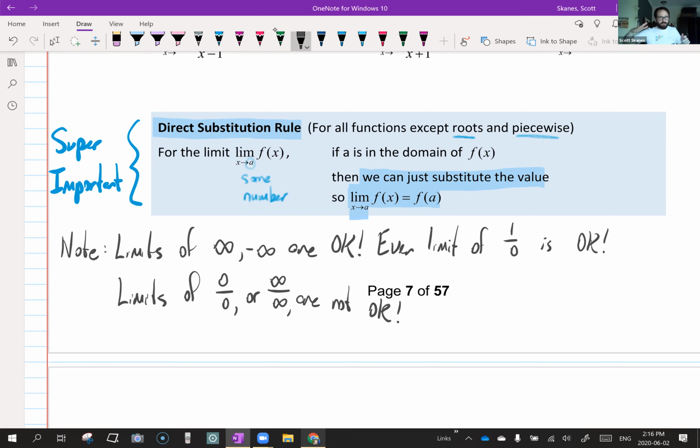You can have a function that goes up to infinity. You can have a function that goes down to infinity. You can even have a function of 1 over 0, because really that's just going to be infinity. It's like 1 divided by a really, really, really small number. We'll talk about that later. But what does 0 over 0 even mean? You can't divide nothing by nothing. It's not possible. You can imagine dividing something by a really small number, but you can't divide nothing by nothing. And just like that, you can't divide infinity by infinity.